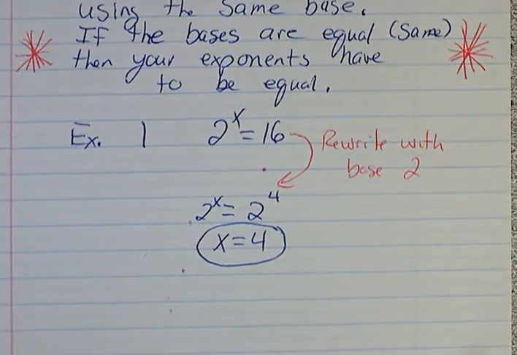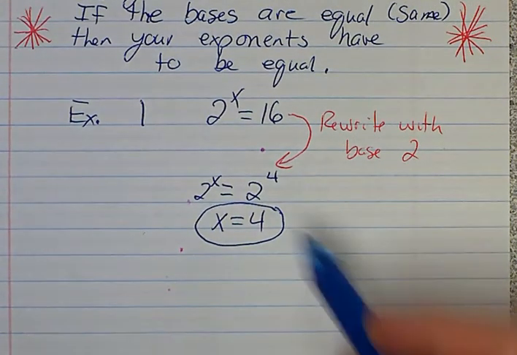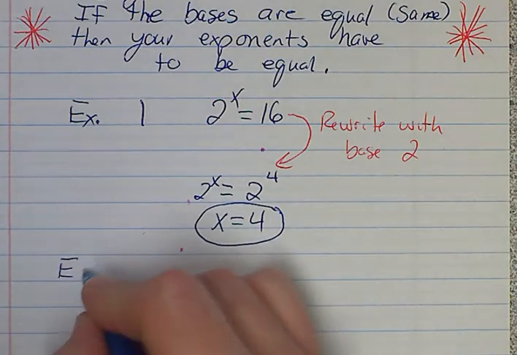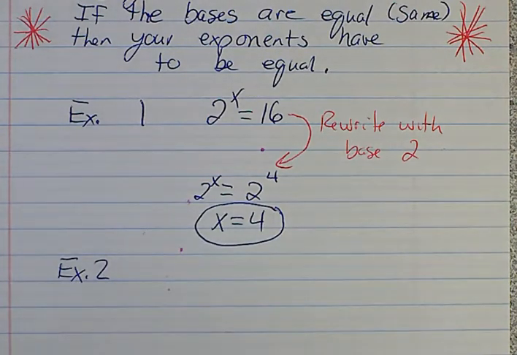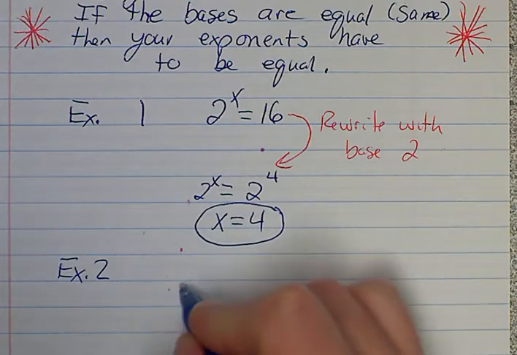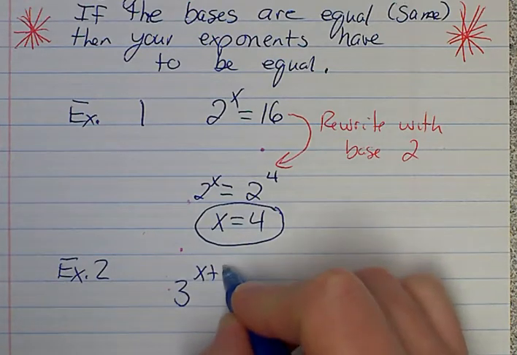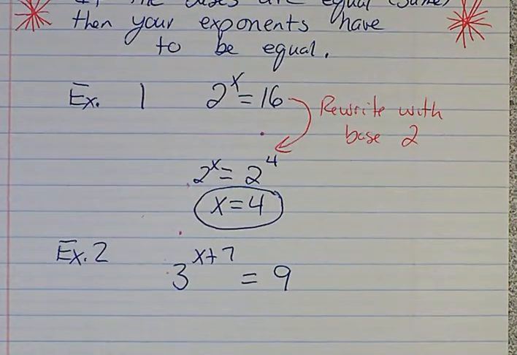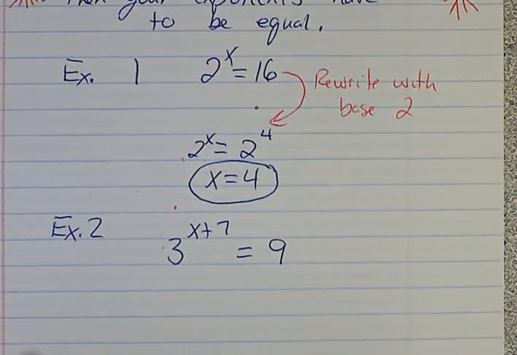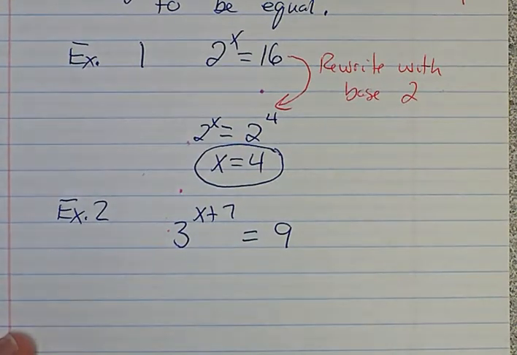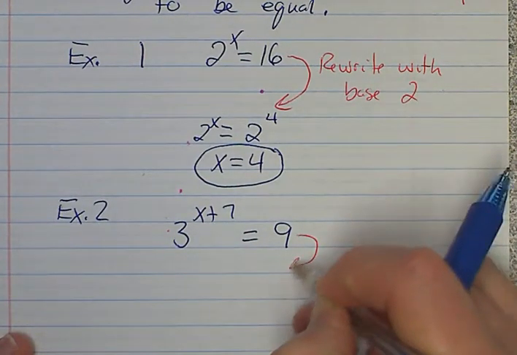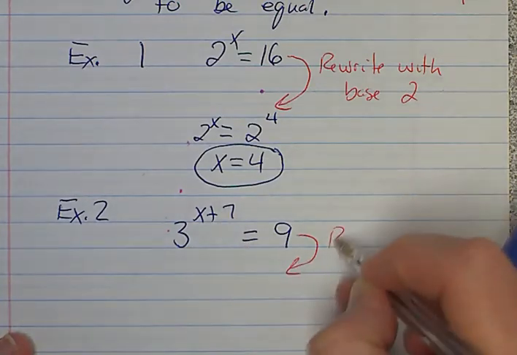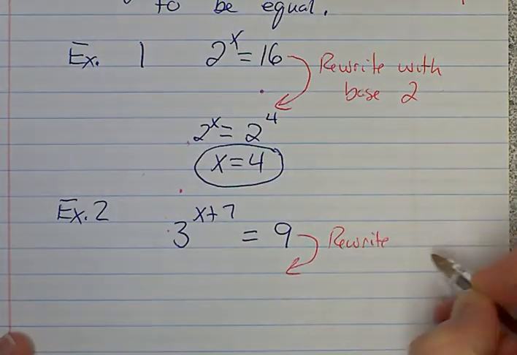And you may be saying, well, that's easy. I can do all those in my head because all I've got to do is think about what the power is. It is, but on the next examples, they're going to make it so you have a little bit more work to do to get it to that point. Because you may have something like this, where you've got 3 to the x plus 7 equals 9. This one's base 3 over here, because that's got your exponent on it. So you're going to have to rewrite this one so it is base 3.